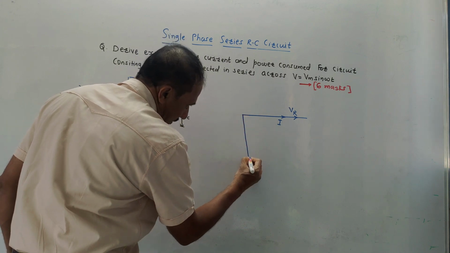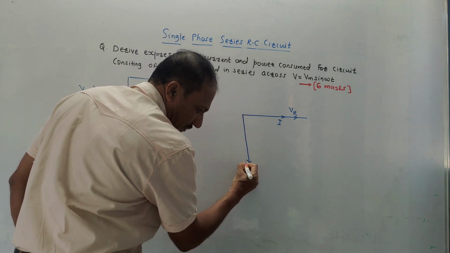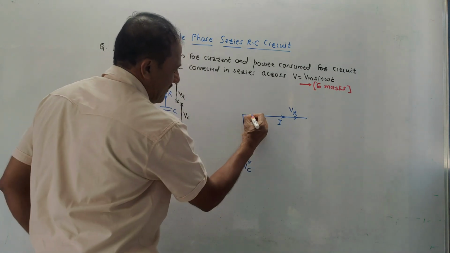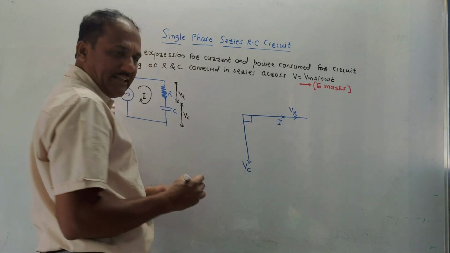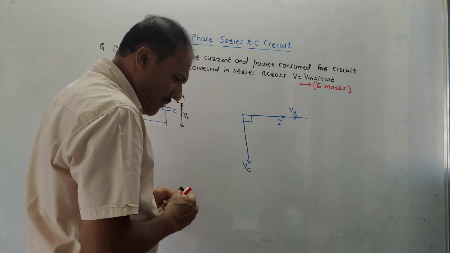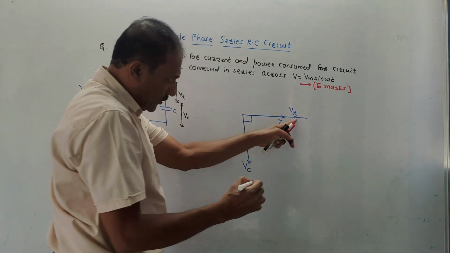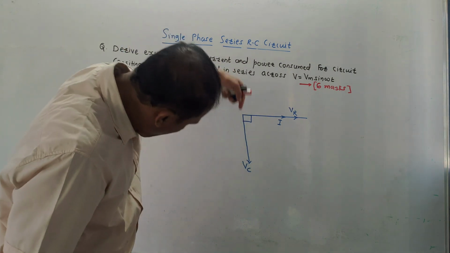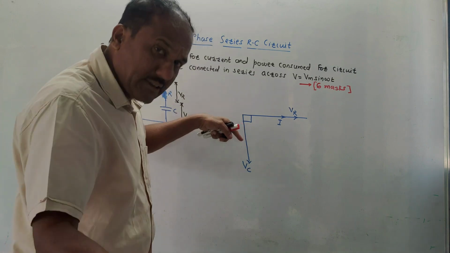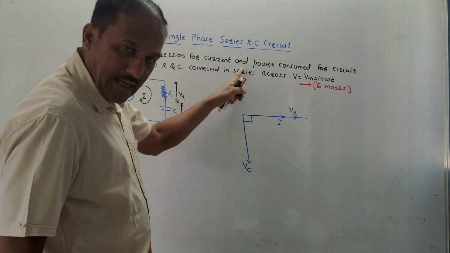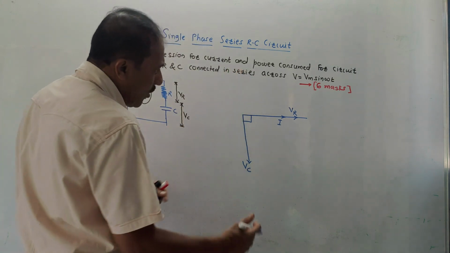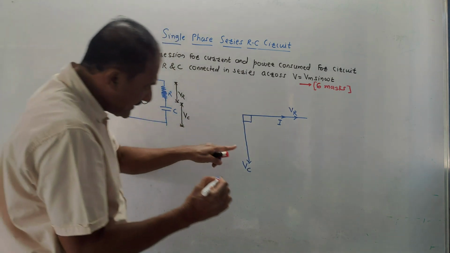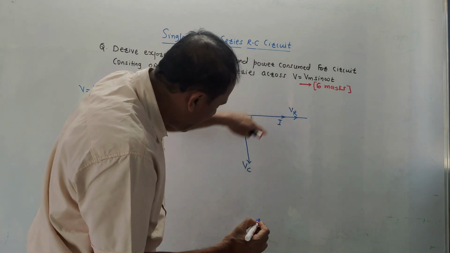That means I will draw the voltage axis like this. This I will call VC, voltage across the capacitor, and naturally this angle is 90 degree. So very common logic, this is VR, that is voltage across resistor, VC is voltage across capacitor which is lagging. Since it is lagging, I have drawn it downward. In case of earlier circuit, RL circuit, I have drawn this vector in upward direction. Now V will be the resultant voltage. V is the supply voltage which is resultant or addition of VR and VC.